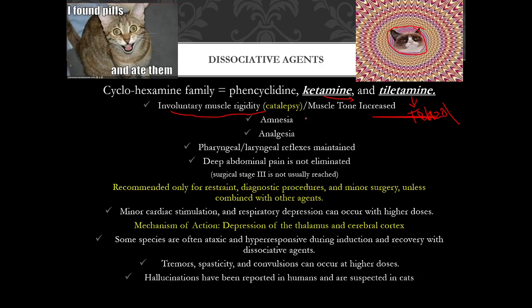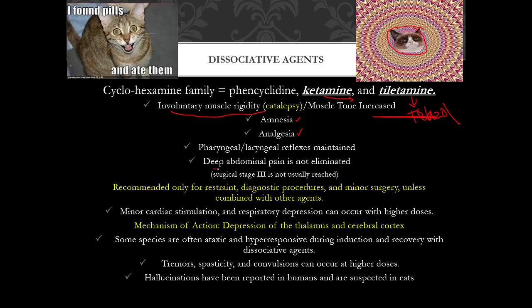This causes involuntary muscle rigidity. We call this catalepsy. The muscle tone is increased. That may increase their temperature as well. It will cause amnesia and analgesia. So we do get some pain relief, but they are somewhat aware still that something is going on, but they can't control anything. We do maintain pharyngeal and laryngeal reflexes so they can swallow. We don't intubate them with just strictly ketamine on board or tiletamine on board because they have maintained some of their reflexes. We can't get a tube into them.